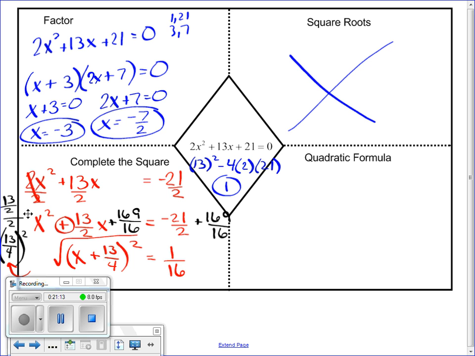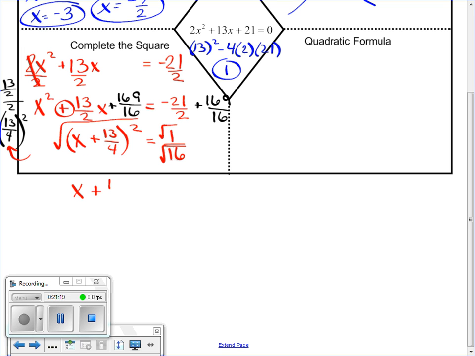Square roots. Fractions, remember top, bottom separately. So we get x plus 13 over 4 equals square root of 1 over square root of 16. Don't forget, plus or minus. Get x by itself. X equals negative 13 over 4 plus or minus 1 over 4. Keep going, right? So again, let's practice this, make sure we're good here. Since they're both over 4, what's negative 13 plus 1? It's negative 12 over 4. It's negative 3.